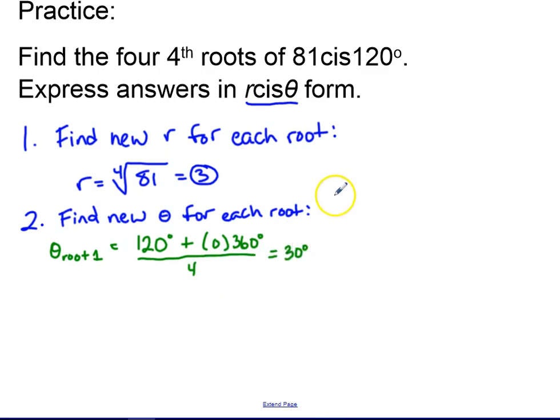So our first answer is, if I may write that over here, root 1 has an r of 3 and a theta of 30 degrees. So let's go 3 cis 30 degrees. That's our first root. And we're going to proceed to do this for the other 3 roots.